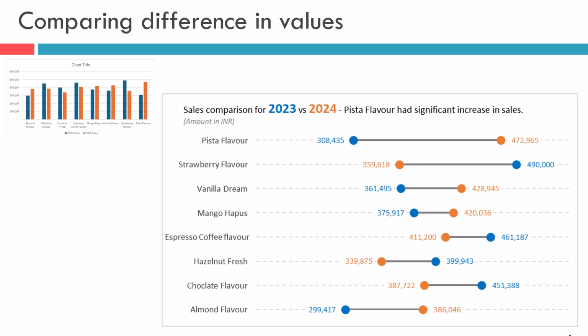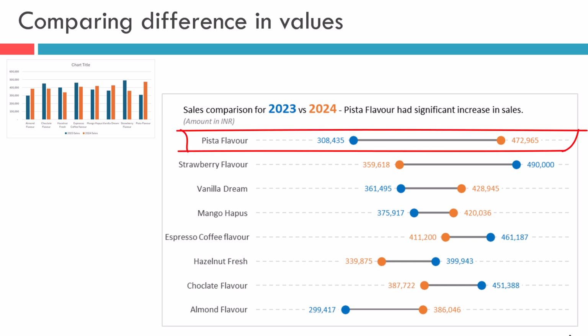Sales in the year 2023 are indicated by blue color, and sales in year 2024 are being presented in orange color. The year which has the higher sales is presented towards the right, and the year which has a lesser sales is presented towards the left side. You would notice that pista flavor sales in 2024 are higher as compared to 2023, and hence 2024 is presented on the right hand side.